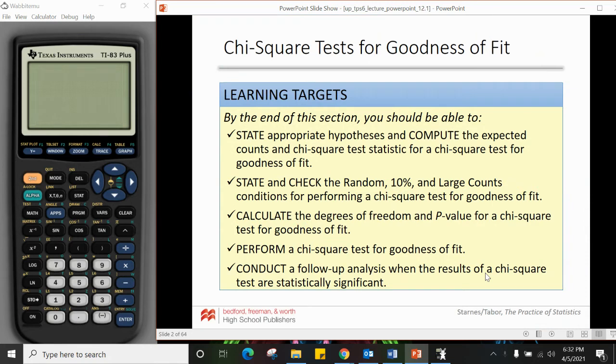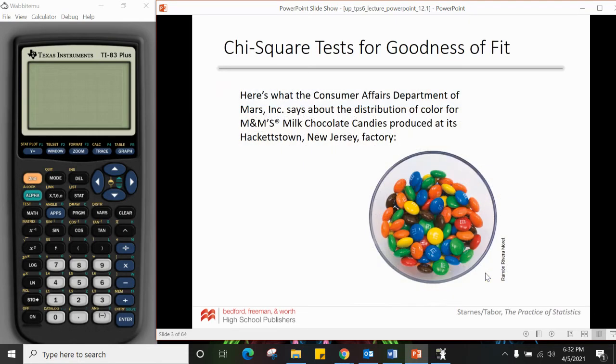So some learning targets right now. You should be able to state the appropriate hypotheses and compute the expected counts and chi-squared test statistic for a chi-squared test of goodness of fit. State and check the random, 10%, and large counts conditions for performing a chi-squared test for goodness of fit. Calculate the degrees of freedom and p-value for a chi-squared test for goodness of fit. Perform a chi-squared test for goodness of fit and conduct a follow-up analysis when the results of a chi-squared test are statistically significant. So as you can see, a lot of stuff with this new thing called chi-squared. So let's take a look at it.